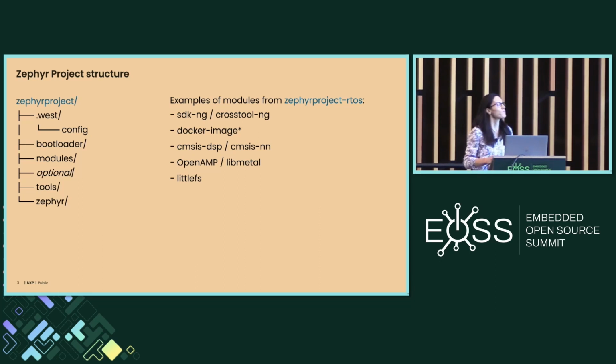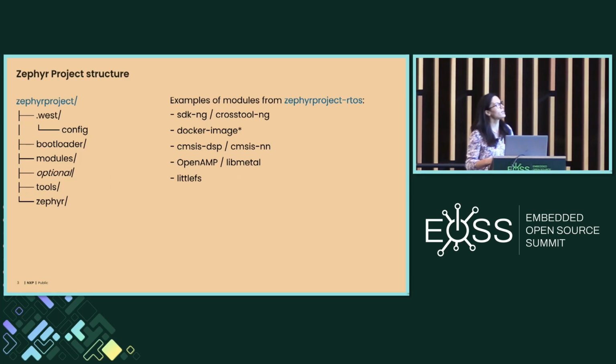Optional modules are a subset of the modules above. These are not used by all applications from Zephyr. They are used by some of them, and they are brought in based on the specific requirements of an application. So if you want to bring in an optional module, you have to do a west config before doing west update. Update populates and fetches all these modules. And then we have tools, where we have different tools for testing.